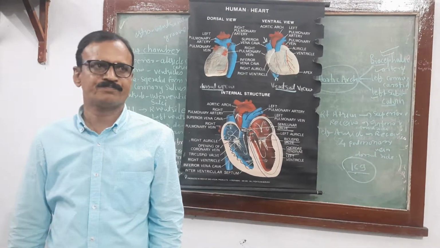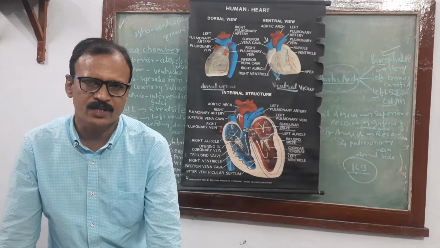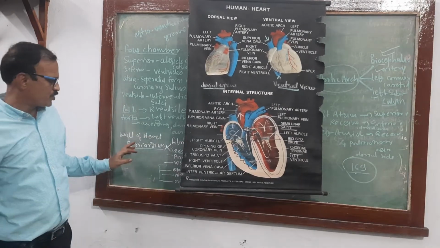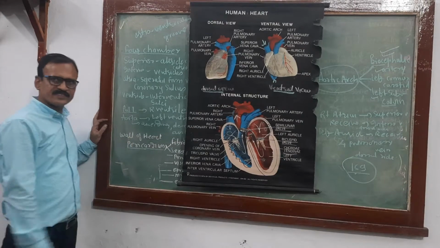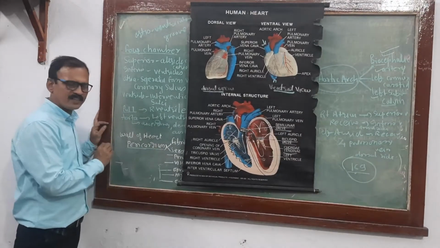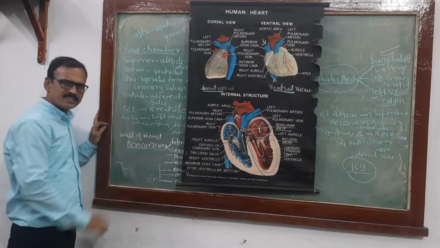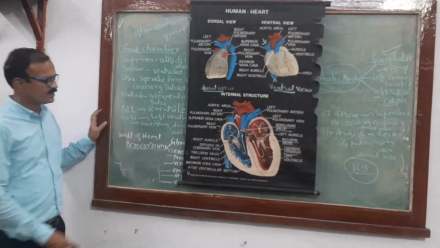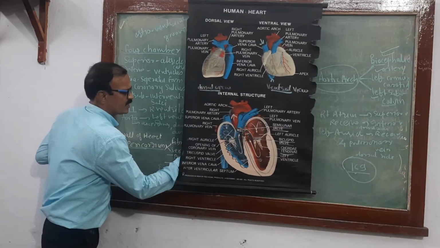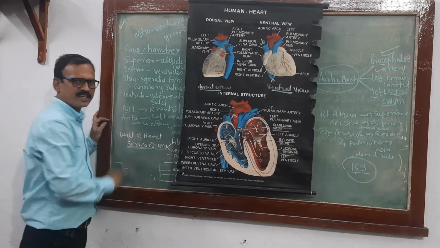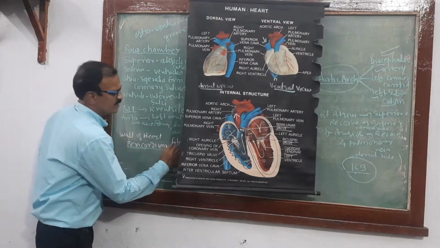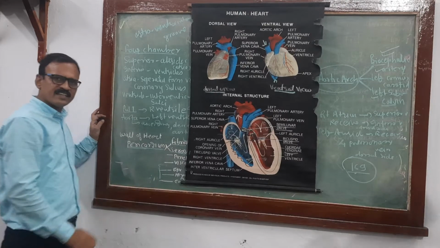Good morning, all of you. In the last period, what have you seen? The position of the heart, the wall of the heart, plus the pericardium. What is the pericardium? It is the outer membrane, differentiated into two layers: fibrous pericardium and serous pericardium. Fibrous is outer, serous is the inner.